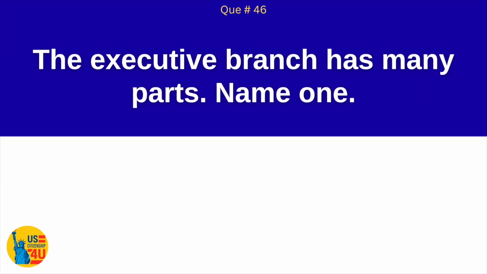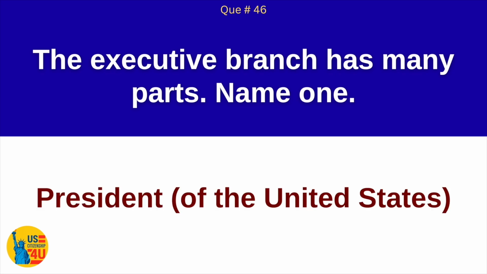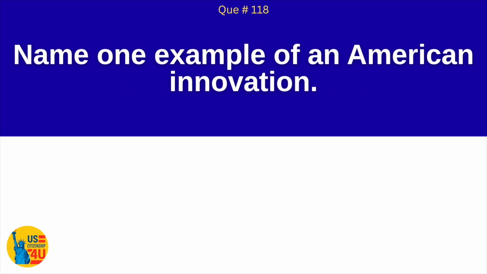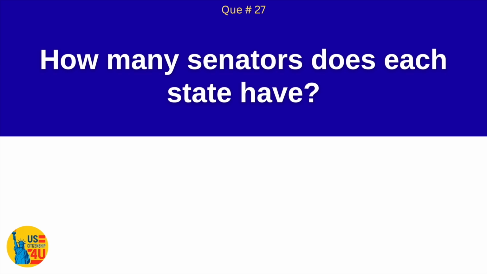The executive branch has many parts. Name one. President of the United States. Name one example of an American innovation. Light bulb. How many senators does each state have? Two.